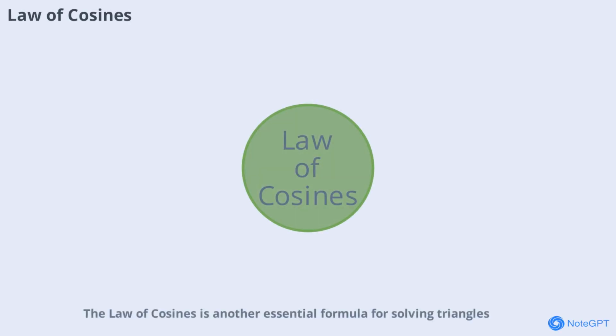The law of cosines is another essential formula for solving triangles. It relates the lengths of the sides of a triangle to the cosine of one of its angles. This law is especially helpful when you know two sides and the included angle or all three sides.